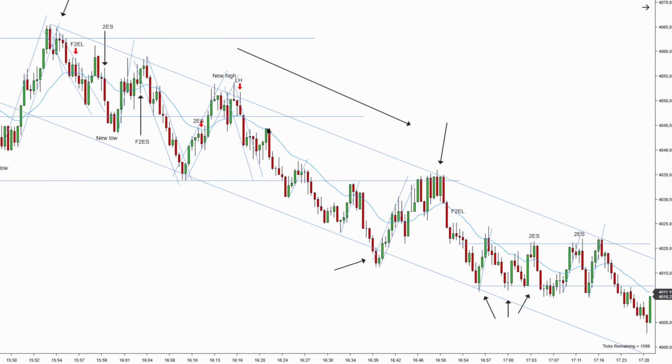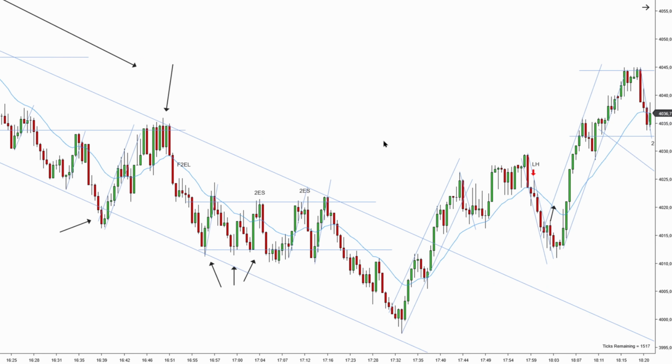Right here, there's an additional pullback. You can get stopped out just to see it go where you thought initially it was going to go, and the same thing right here. There's a new high, first entry long, second entry long, failure.